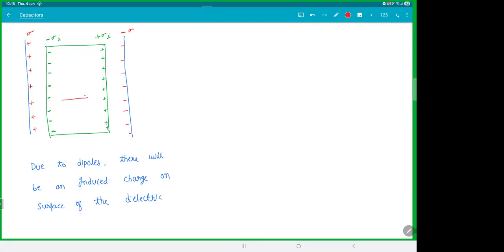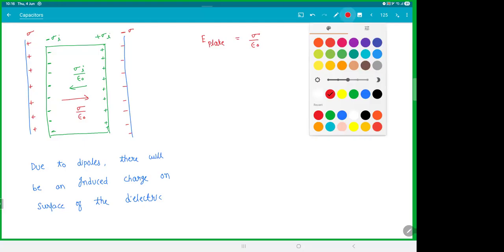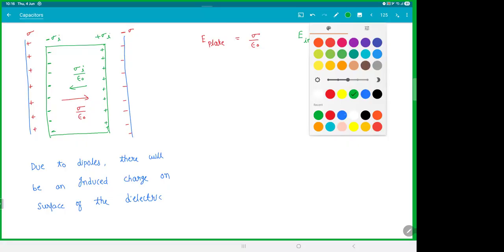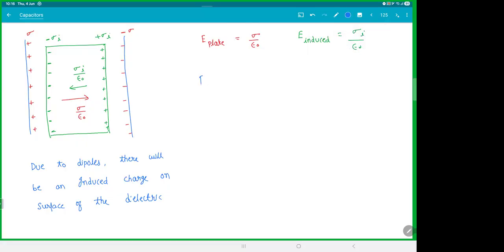So now what happens? These plates are creating a field sigma by epsilon. These induced charges are fighting back. They're also creating a field, sigma induced by epsilon, but they're not strong enough. So the field due to the plate is sigma by epsilon. The field due to the induced charges on the dielectric is sigma induced by epsilon. And we know from Coulomb's law, whenever you put charges inside a medium, the field becomes 1 by K times, the force becomes 1 by K times.